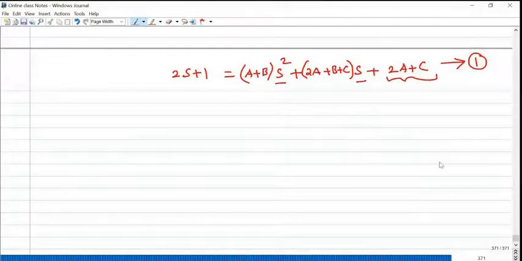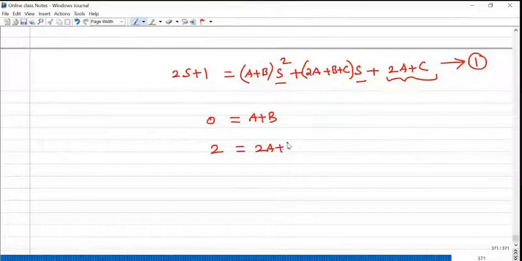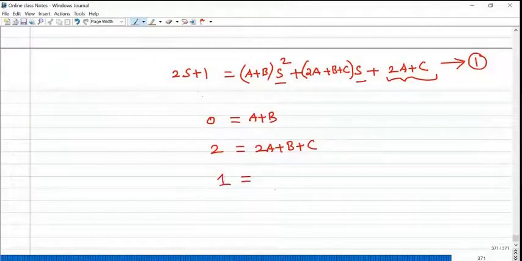Now compare s square on both sides. There is no s square term on the left side, so 0 equals a plus b. Compare s on both sides. Here the value is 2, so 2a plus b plus c. And compare the constant on both sides. The constant is 1 here, and on the right side 2a plus c.